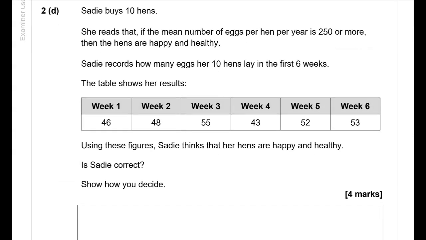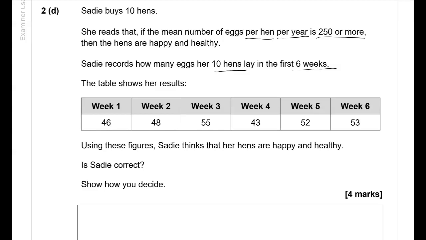Sadie buys 10 hens. She reads that if the mean number of eggs per hen per year is 250 or more, then the hens are happy and healthy. Sadie records how many eggs the 10 hens lay in the first 6 weeks. The table shows her results. Using these figures, Sadie thinks that her hens are happy and healthy. Is Sadie correct? Show how you decide.